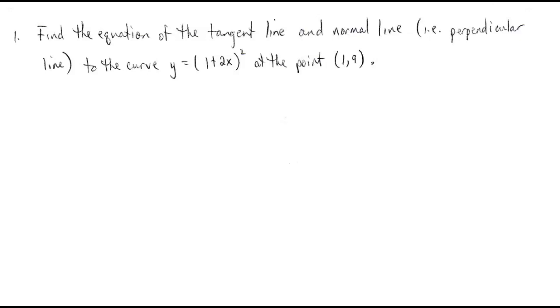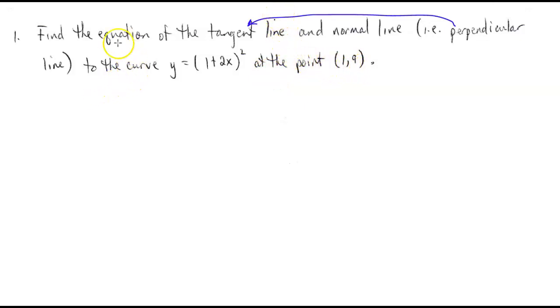We want to find the equation of the tangent line and normal line, that is to say, a line that is perpendicular to the tangent line. So that's why I have this, that is to say perpendicular line, but it's actually perpendicular line to the tangent line, to this curve, y is equal to (1 plus 2x) quantity squared, at the point (1, 9).